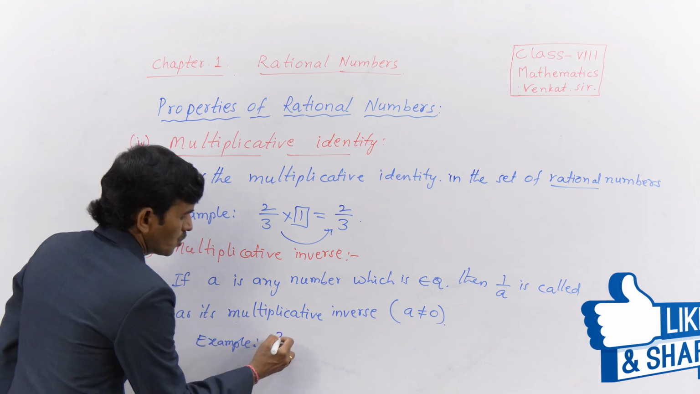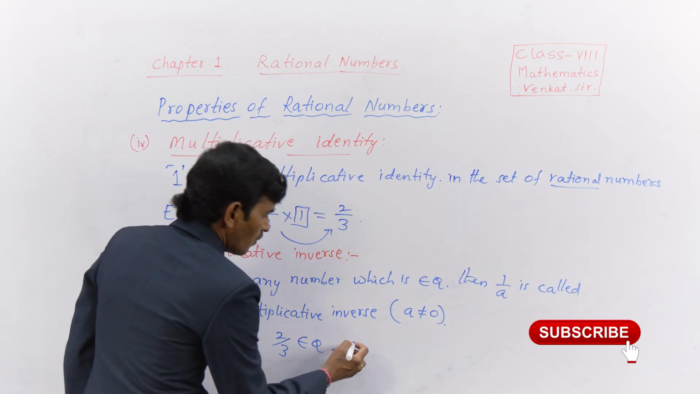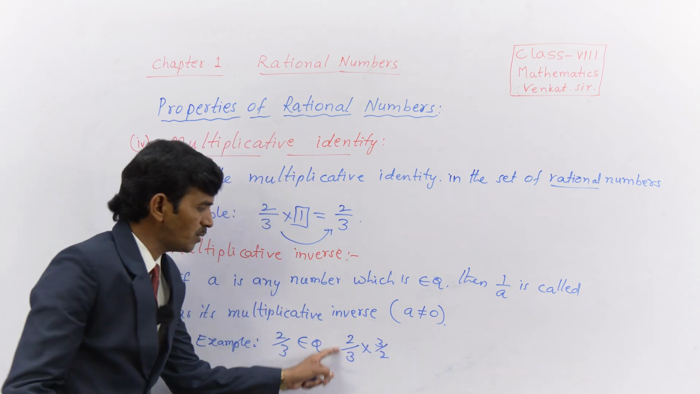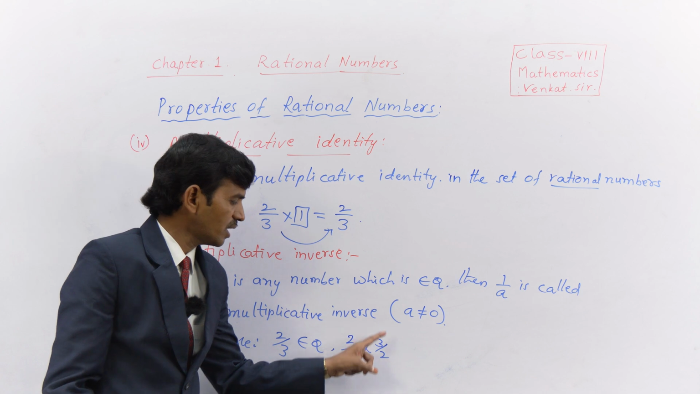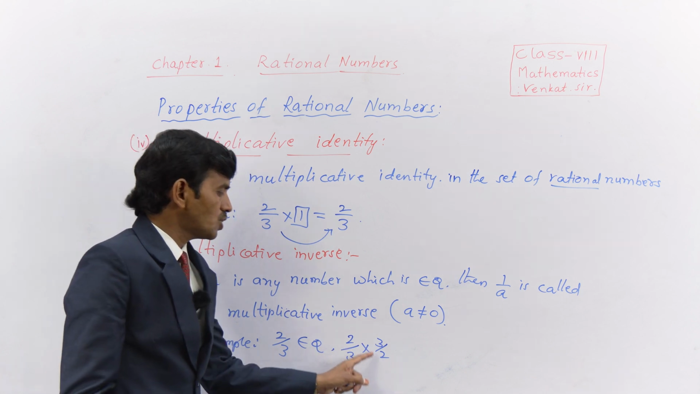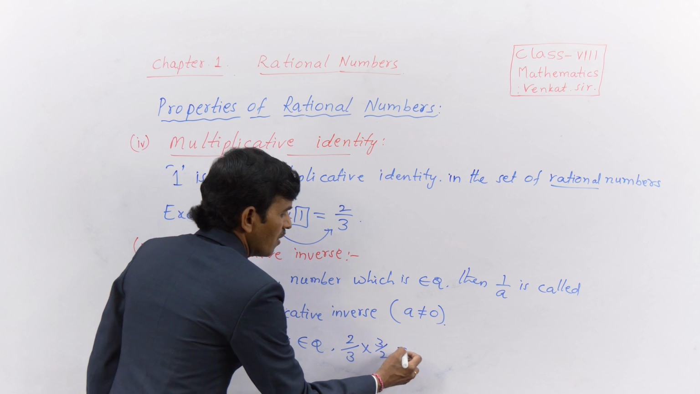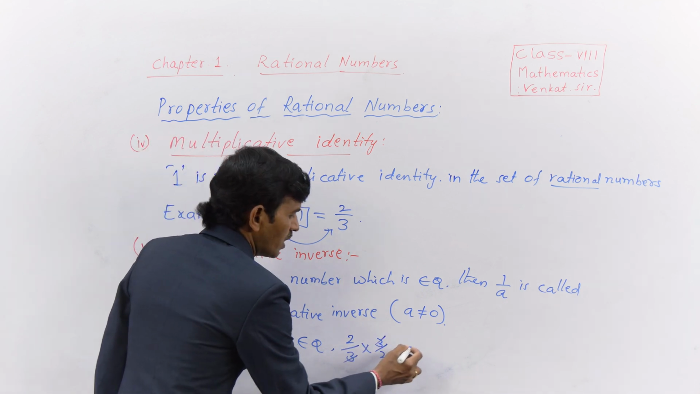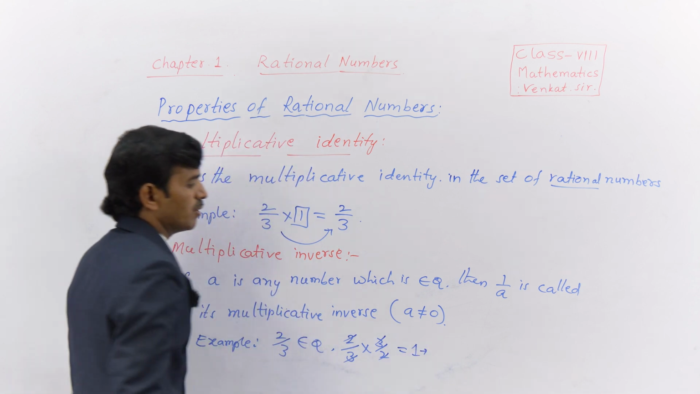For example, 2 by 3 is a rational number which belongs to the set of rationals. Then what is its multiplicative inverse? That is 3 by 2. It is the reciprocal. What is a reciprocal? Numerator becomes denominator and denominator becomes numerator, interchanging them. The number so formed by interchanging the numerator and denominator is called the reciprocal. When you multiply with its reciprocal, it gives the value 1. 2 and 2 get cancelled, 3 and 3 get cancelled. Finally, the value is 1. What is 1 here? The multiplicative identity.